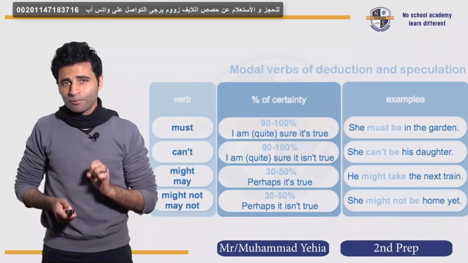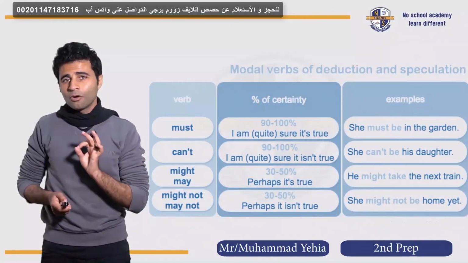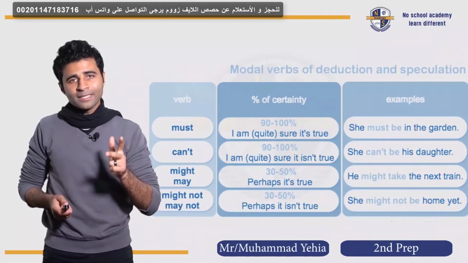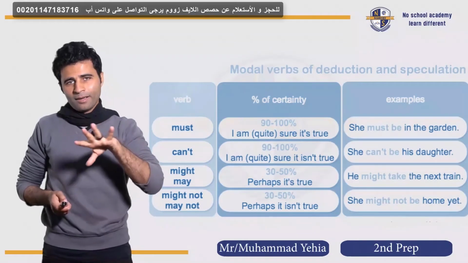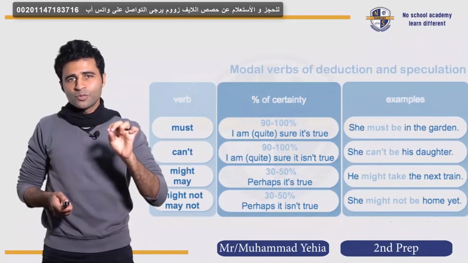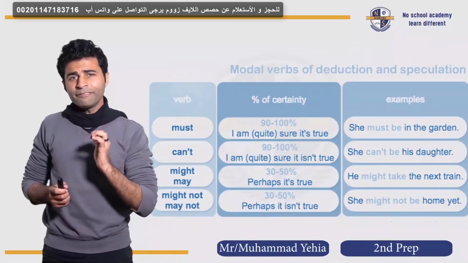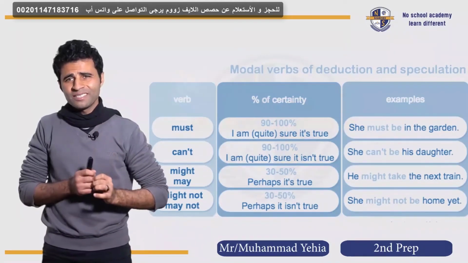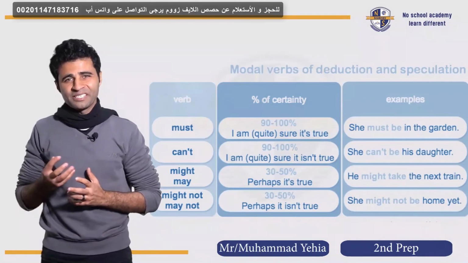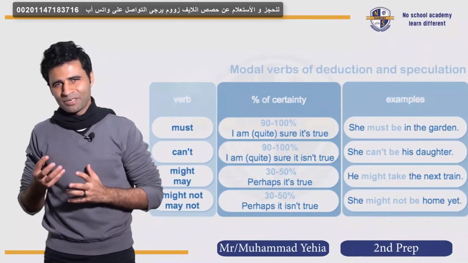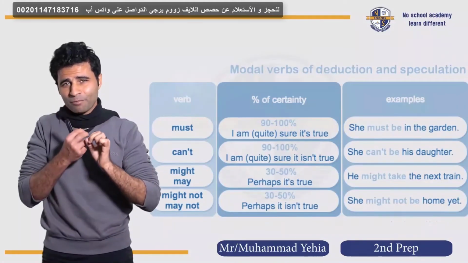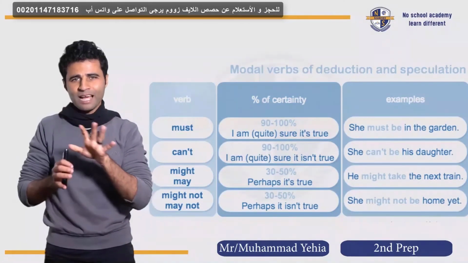But today we have to focus on three only. Must, can't, and may or might. And what is the difference between them? Many of you think that we use only must when there is an obligation. Yeah, what's the meaning of obligation? Okay, it's a hard word. Let me tell you, obligation, when you have to do something and you don't have a choice.